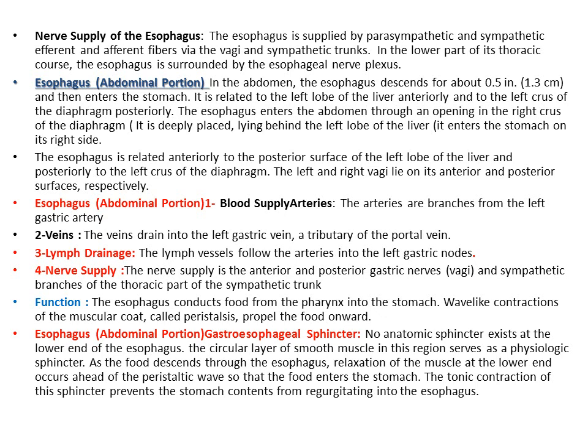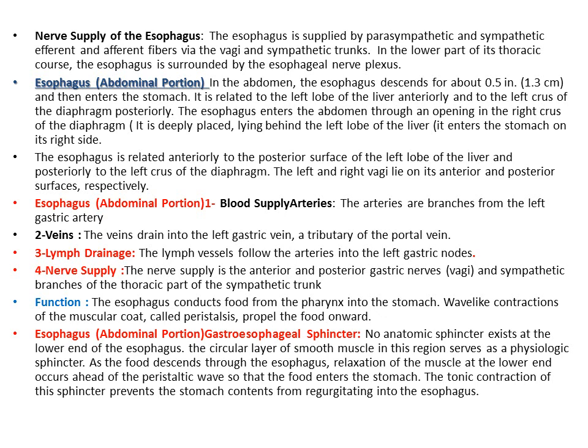It is deeply placed, lying behind the left lobe of the liver. It enters the stomach on its right side. The esophagus is related anteriorly to the posterior surface of the left lobe of the liver, and posteriorly to the left crus of the diaphragm. The left and right vagi lie on its anterior and posterior surfaces respectively.